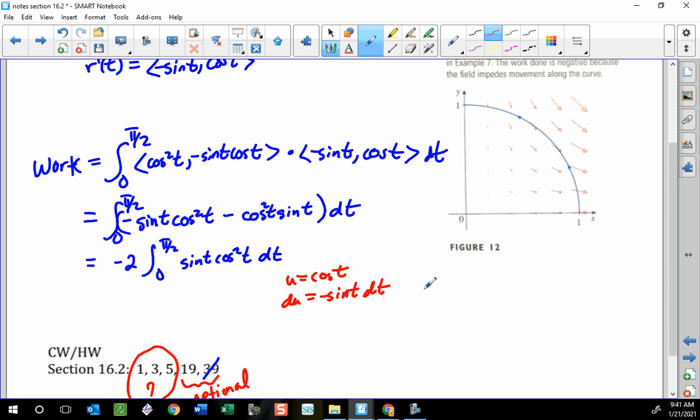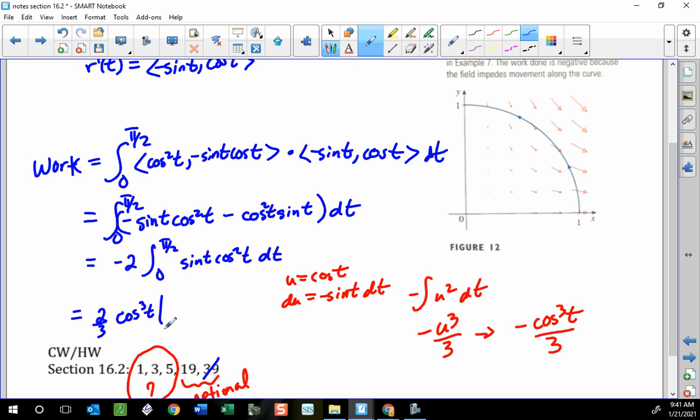So when I do my integration, I have basically u squared, and I put a negative out there to counteract this negative here, and I have dt. So I get u to the 3 over 3. It's negative. And remember, my u is cosine. So I get negative cosine to the third over 3. Okay. So if I put everything back together now, I have a negative, and I have another negative 2, so I have a positive 2. And I have a 3 under there, and I have cosine to the third.